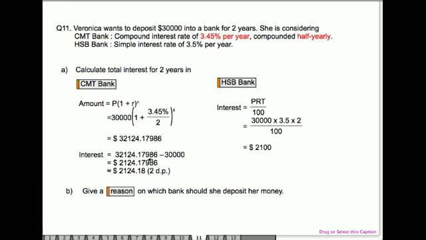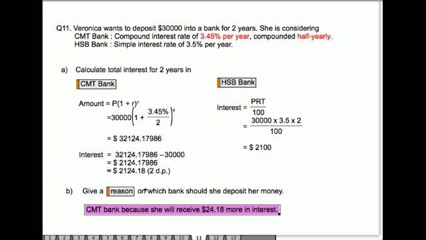Comparing the two, we find that CMT gives us more value for the interest. Thus, the reason on which bank she chose is that she will choose CMT Bank because she will receive $24.18 more in interest.